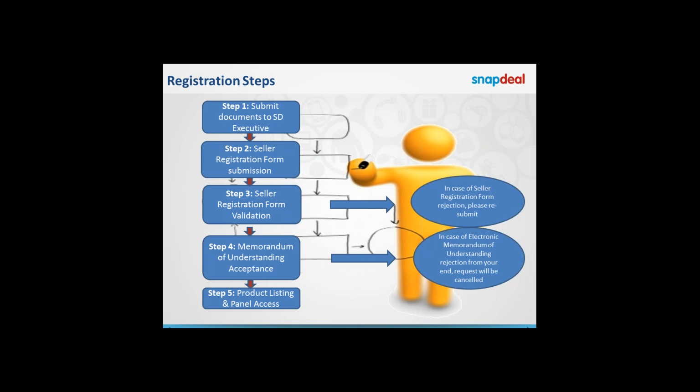However, if the documents are good to go and are approved by our validation team, then the MOU, Memorandum of Understanding, is sent to the seller. The seller would be required to go through it entirely and accept it. If he does accept it, then we will take it forward from there and list his products on our website and provide him panel access. If he rejects the contract, the agreement, then the request will get cancelled there and then. And in case he wants to reapply, it would be a new process altogether.